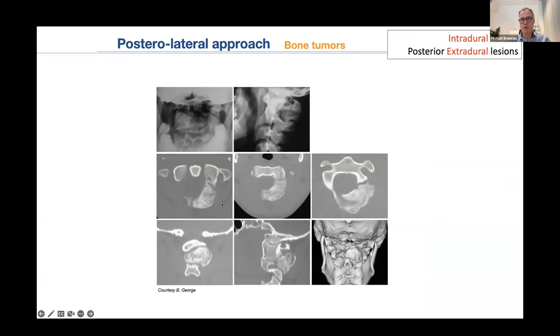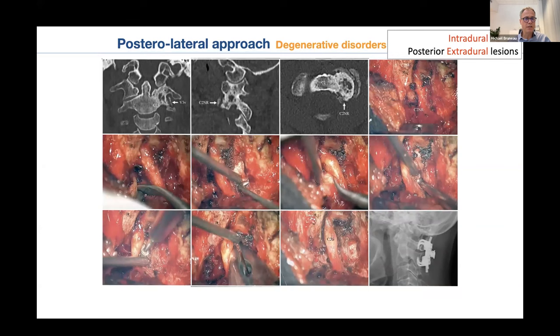Just to show you one special case of a patient suffering again from occipital neuralgia in relation to severe degenerative osteoarthritis at this level, operated on by a posterolateral approach. You see how the osteophyte goes close to the vertebral artery, which is located here. This is the C1 transverse process. You will see C2 here.